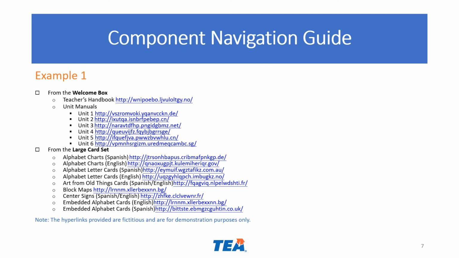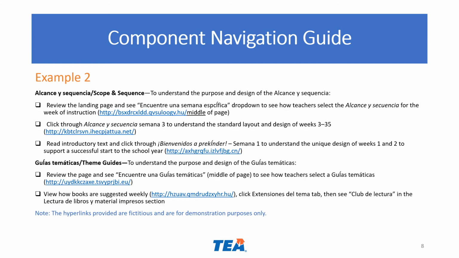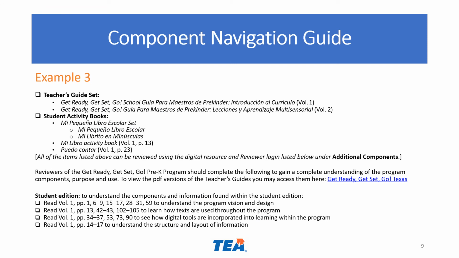This is a great example of a navigation guide that lists every component and provides direct links. As a side note, every link in this and the upcoming slides is fictitious, so you won't actually be able to click on any of them. This example shows how you might guide reviewers through different categories of information. You can see that the information is specific and provides links to each resource. In this final example, the publisher listed components, then highlighted where in those components specific information can be found.